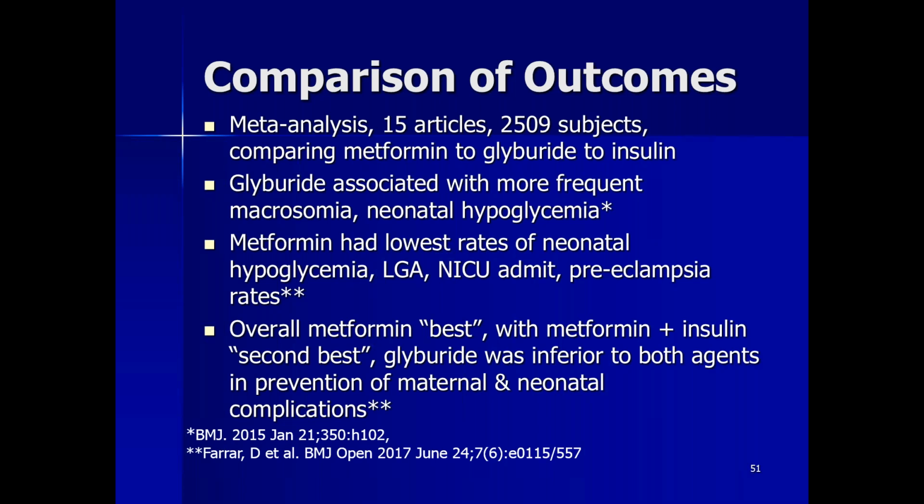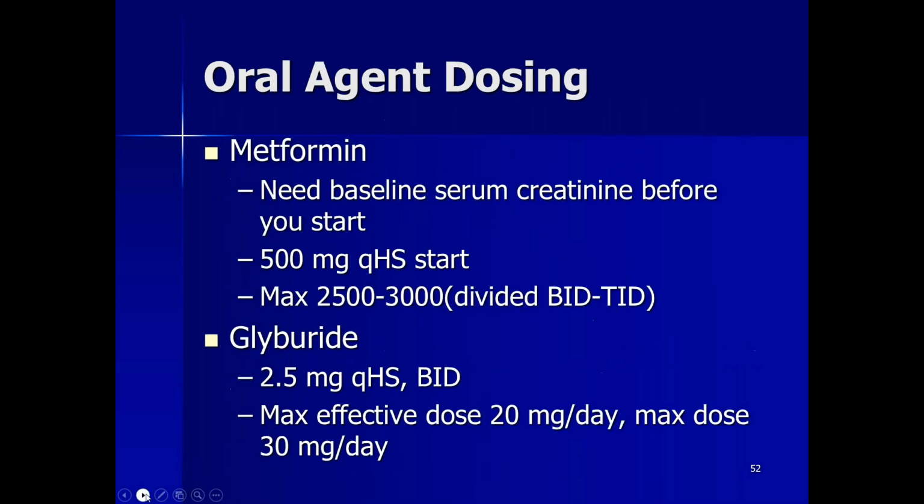Metformin had the lowest rates of neonatal hypoglycemia and NICU admission. So overall, metformin was best, with metformin and insulin second best, glyburide inferior to both agents in prevention of maternal and neonatal complications. And that's in an article published in the British Medical Journal in 2017. A good article, again, one of our landmarks.